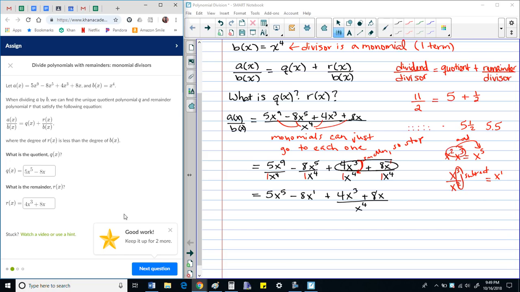Yay! All right. Oh, and I should write my answer here because I did not answer the question in my notebook, which is very important so that I can be successful in the future. I don't want to equal those, so I'm just saying q of x equals 5x to the 5th minus 8x. And notice you don't put to the first, remember, Con doesn't like that. All right, so I'm going to box that one. That's one answer. And then r of x equals 4x cubed plus 8x.